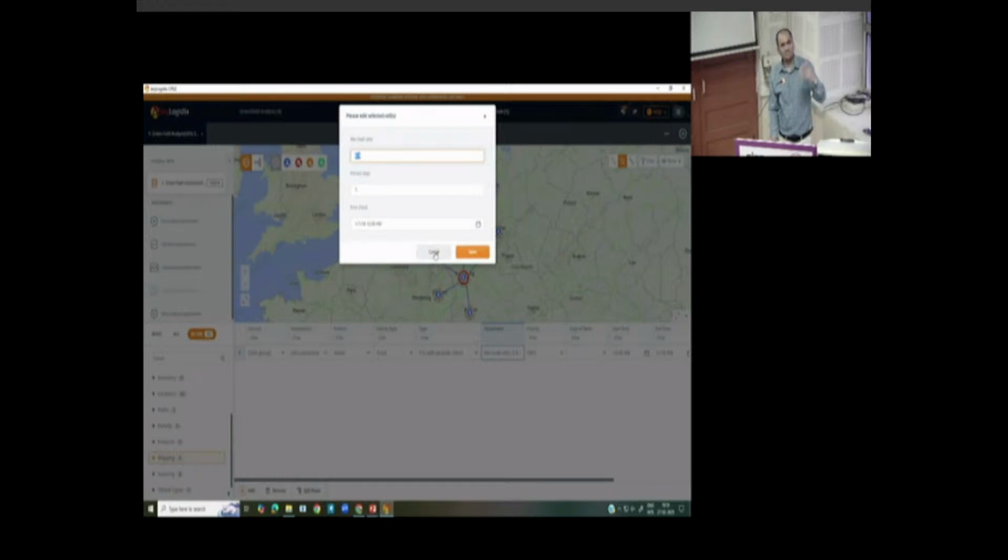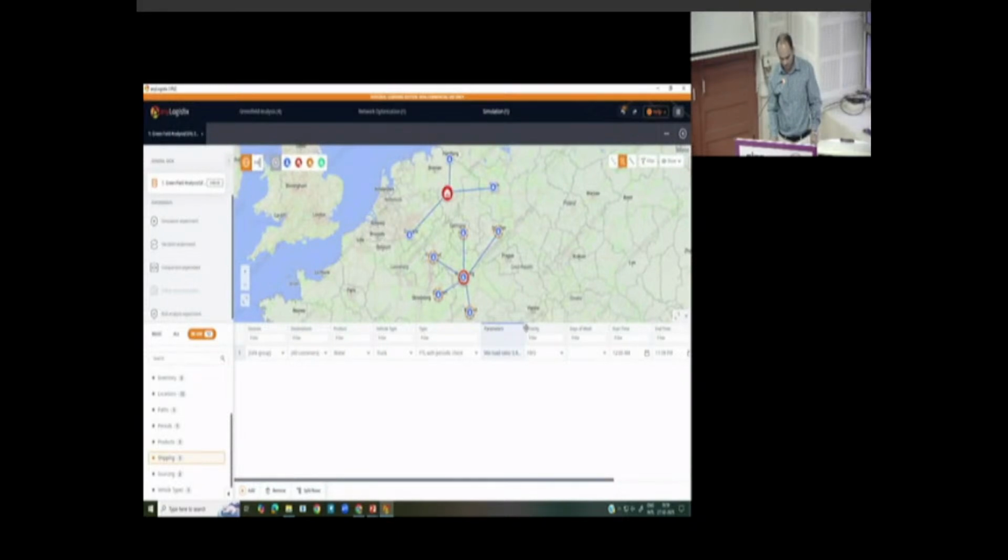And the periodic check means it will do the periodic checking of the orders, and accordingly it will check that minimum load ratio. Priority. What is FIFO?